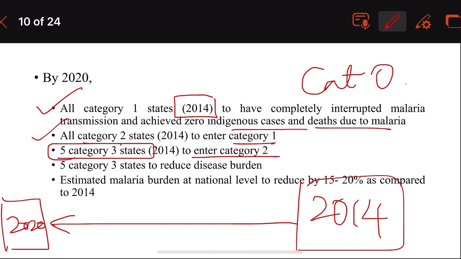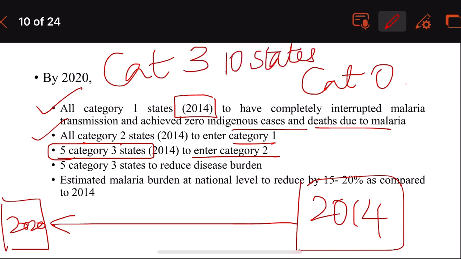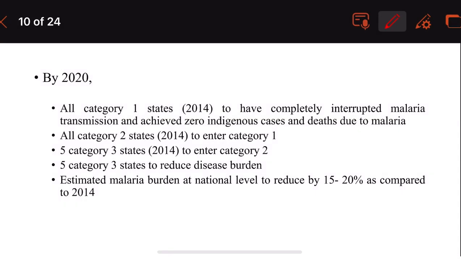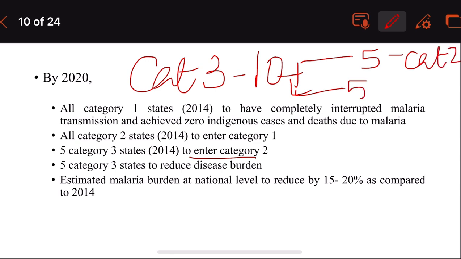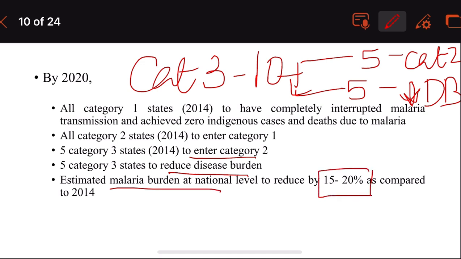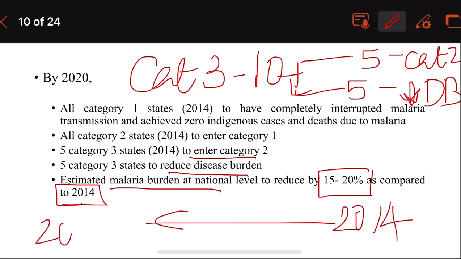Now, when we studied the category 3 states, we saw that there were 10 states falling under this category. Out of these 10 states, 5 states have to enter category 2, and the remaining 5 states should reduce the disease burden. Also, the estimated malaria burden at the national level should be reduced by 15 to 20% as compared to the year 2014. The disease burden by the year 2020 should reduce by 15 to 20%.